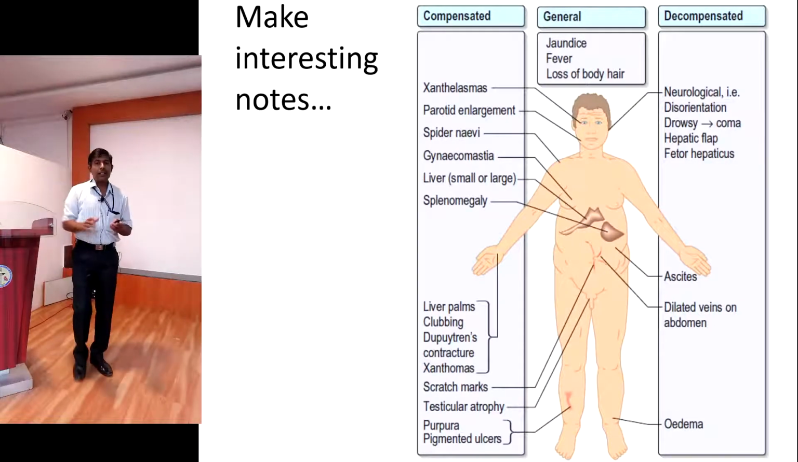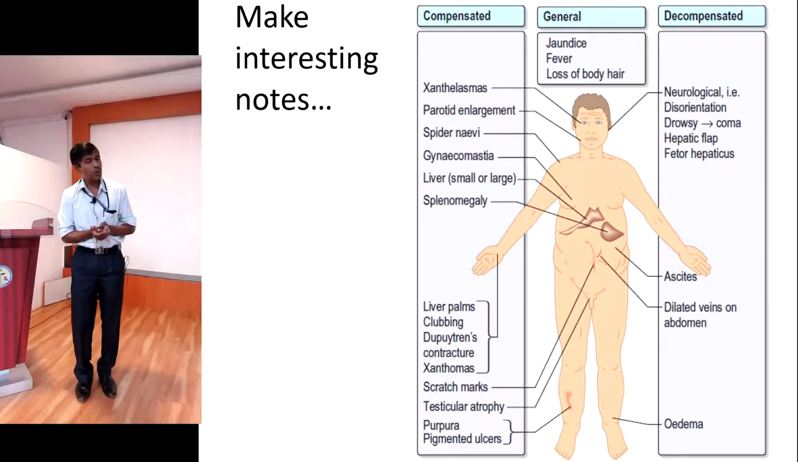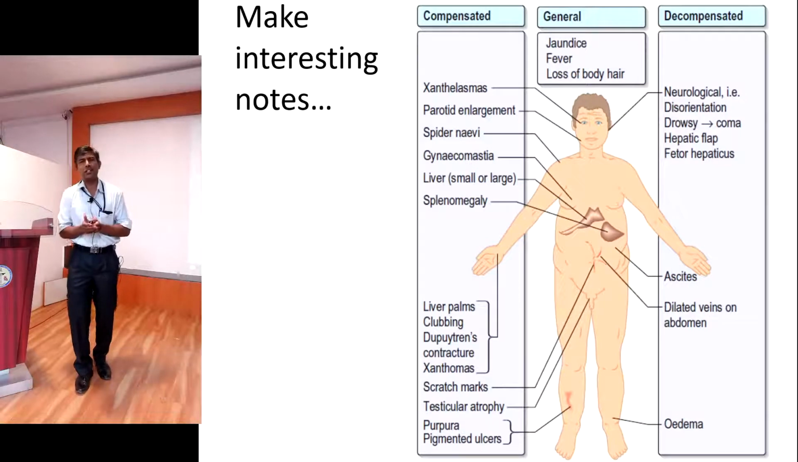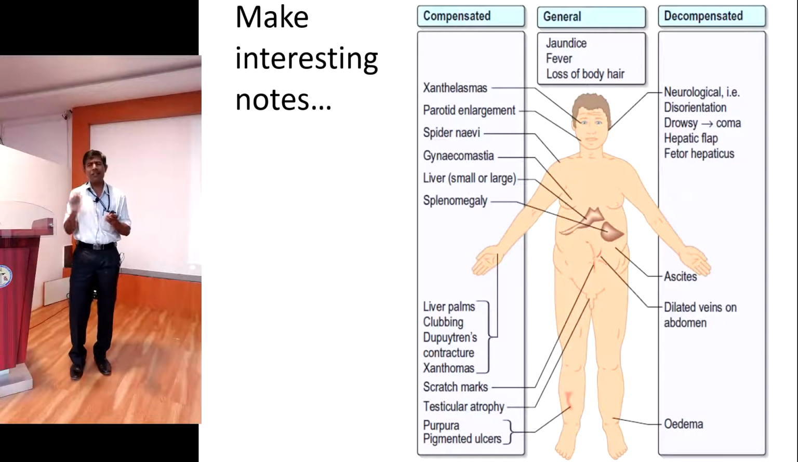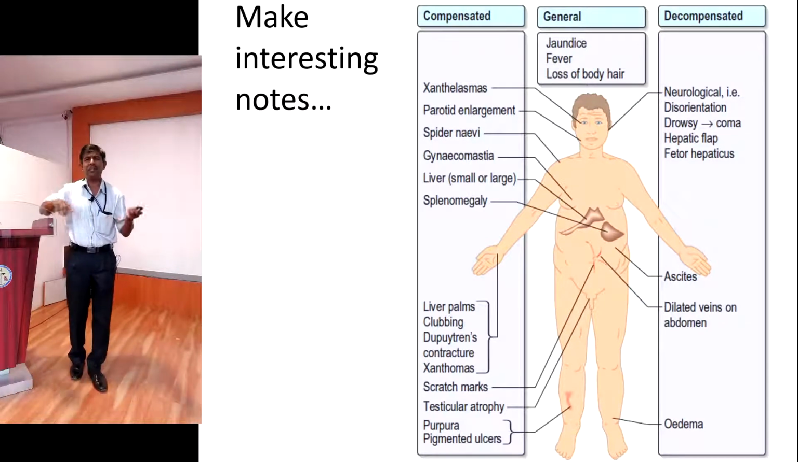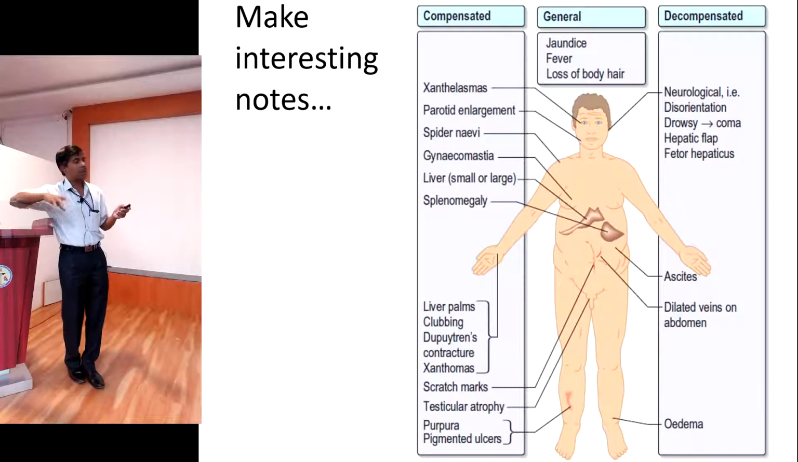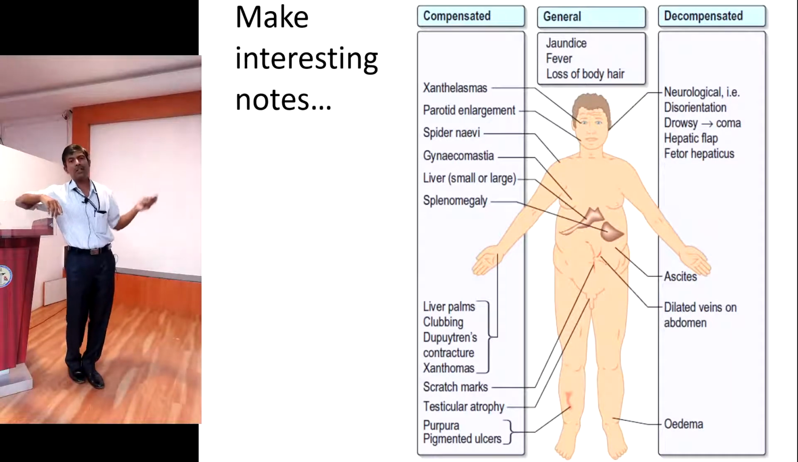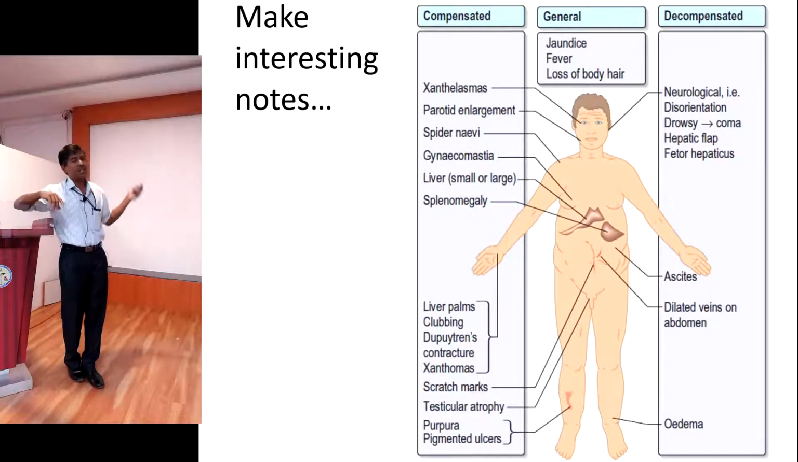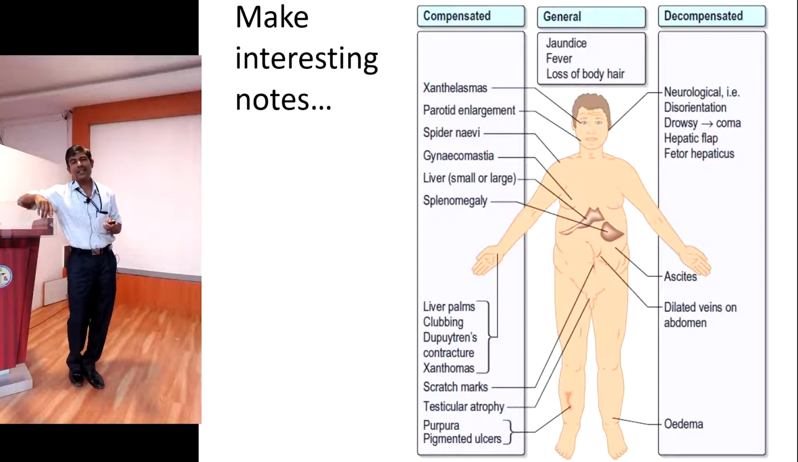And next, you have to make notes. You have to make very interesting notes. If you just keep on writing lines and lines and pages, it becomes another smaller version of the textbook. No, whatever you learn, make it interesting. So, you can list out all the signs and symptoms on the different parts of the body. This is how you are going to make interesting notes.